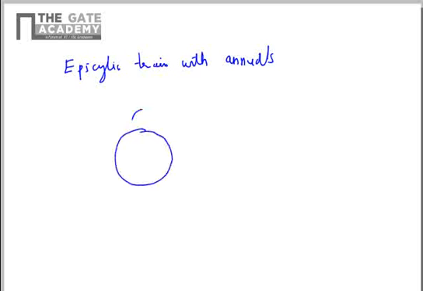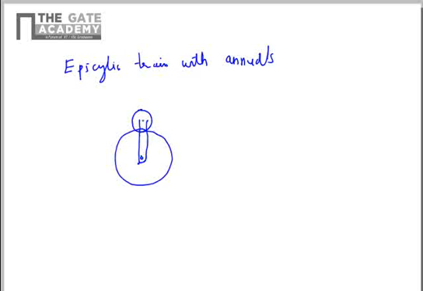We will move on to another derivative of the epicyclic gear, that is, the epicyclic train with annulus. Here an additional member also comes into the picture. We have the sun, we have the planet, and we have the leg.